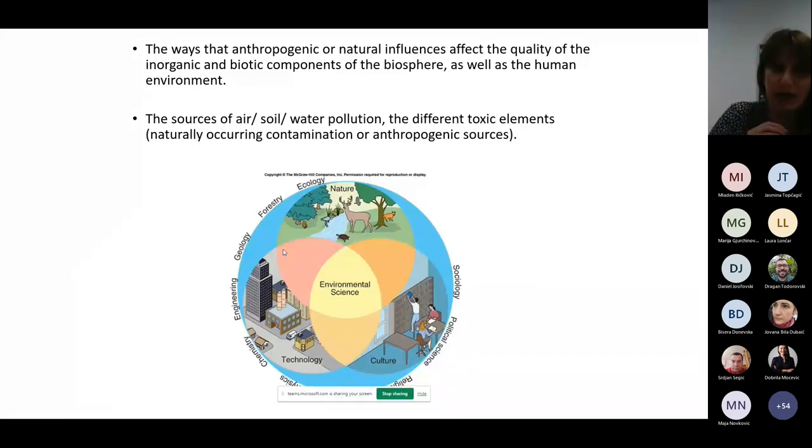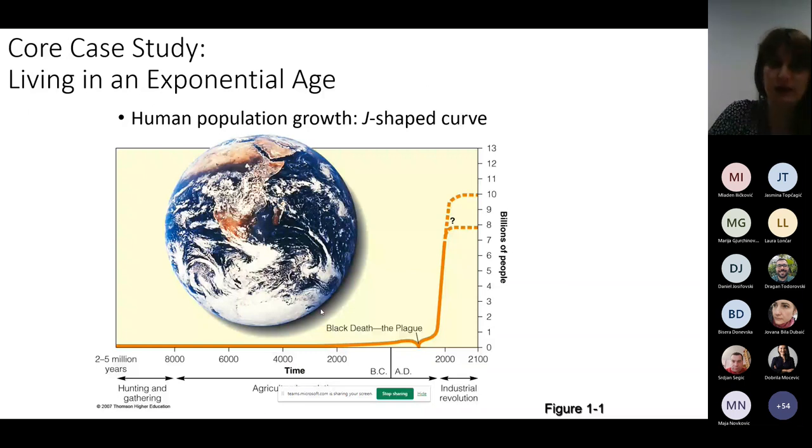So it's about the way that anthropogenic or natural influences affect the quality of inorganic and biotic components of the biosphere. And also, this is the way our human population affects the environment. That's the reason why we have to consider all these different fields, such as sociology, ecology, forestry, geology, engineering, chemistry, in order to do environmental science.